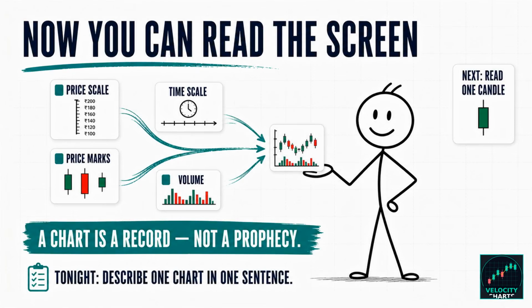So, quick recap, and then one thing I want you to actually do. A chart is a record, not a prophecy. 2 axes, price and time. 4 things on screen, price scale, time scale, price marks, volume. That's how to read a stock chart in India or anywhere. The exchange changes, the alphabet doesn't. Your homework: open one chart tonight, describe it in one sentence. Don't trade it, just describe it. Next video, we go one level deeper. What a single candle is telling you and why most people read them backwards.